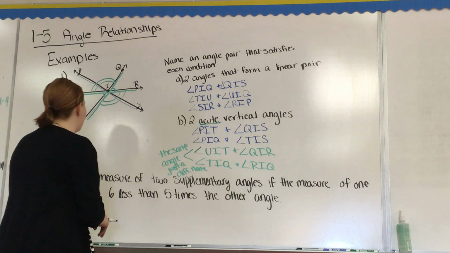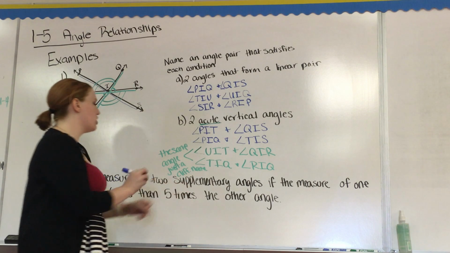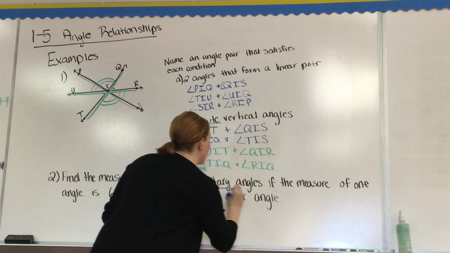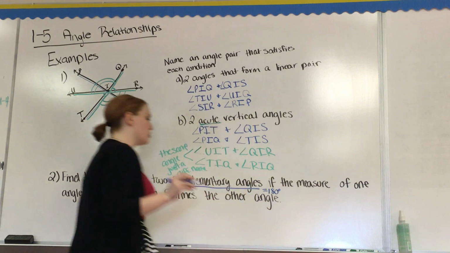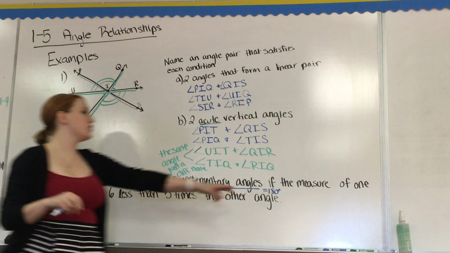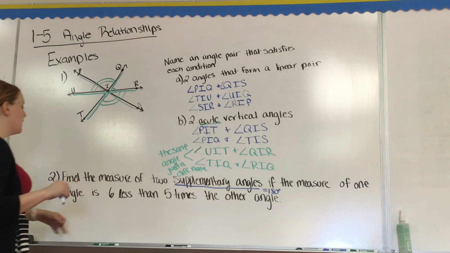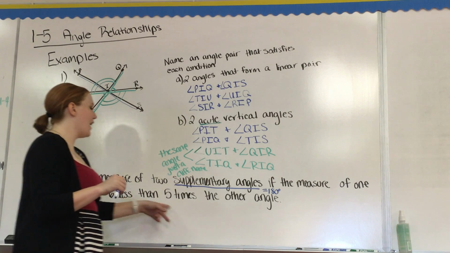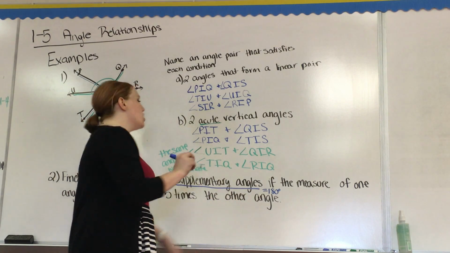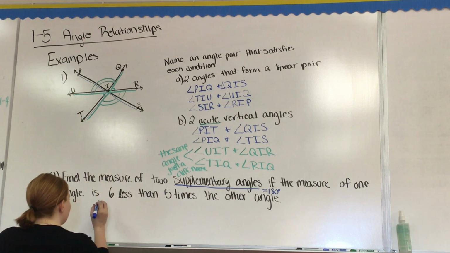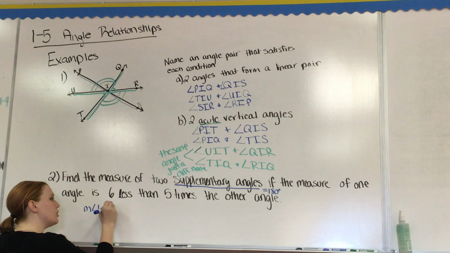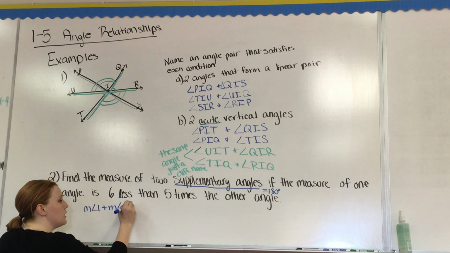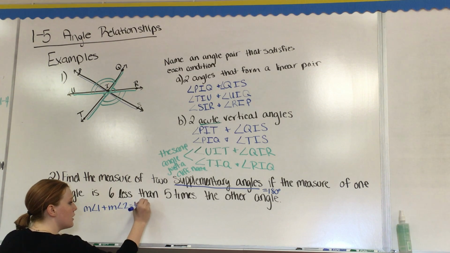So number 2 says, find the measure of 2 supplementary angles. What do we know about supplementary angles? They equal 180 degrees, a straight line. If the measure of one of the angles is 6 less than 5 times the other angle. So remember that we have the measure of angle 1 plus the measure of angle 2 equals 180.